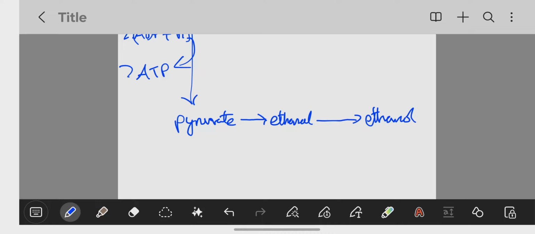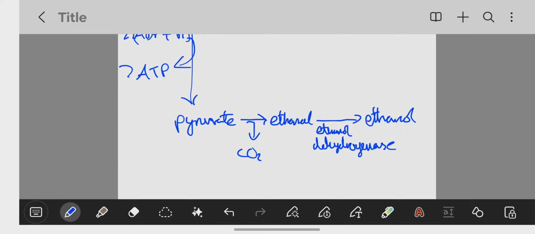If you take chemistry, you'll obviously realize that these two are 2 carbons, and this is 3 carbons. So here you're removing CO2. The conversion from ethanal to ethanol is catalyzed by the enzyme ethanol dehydrogenase.